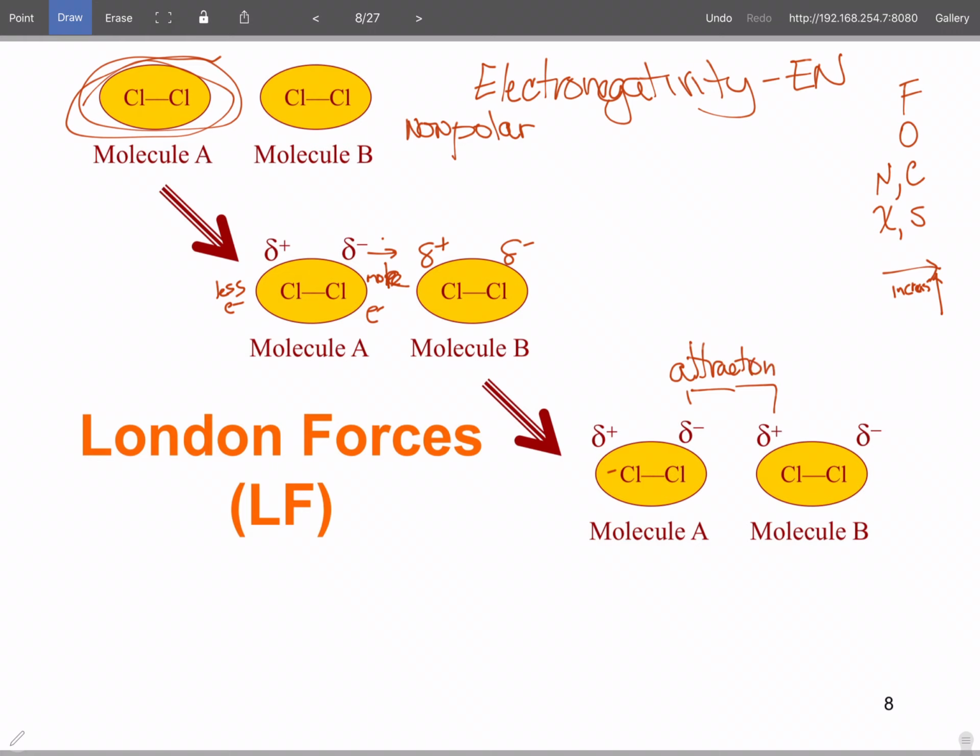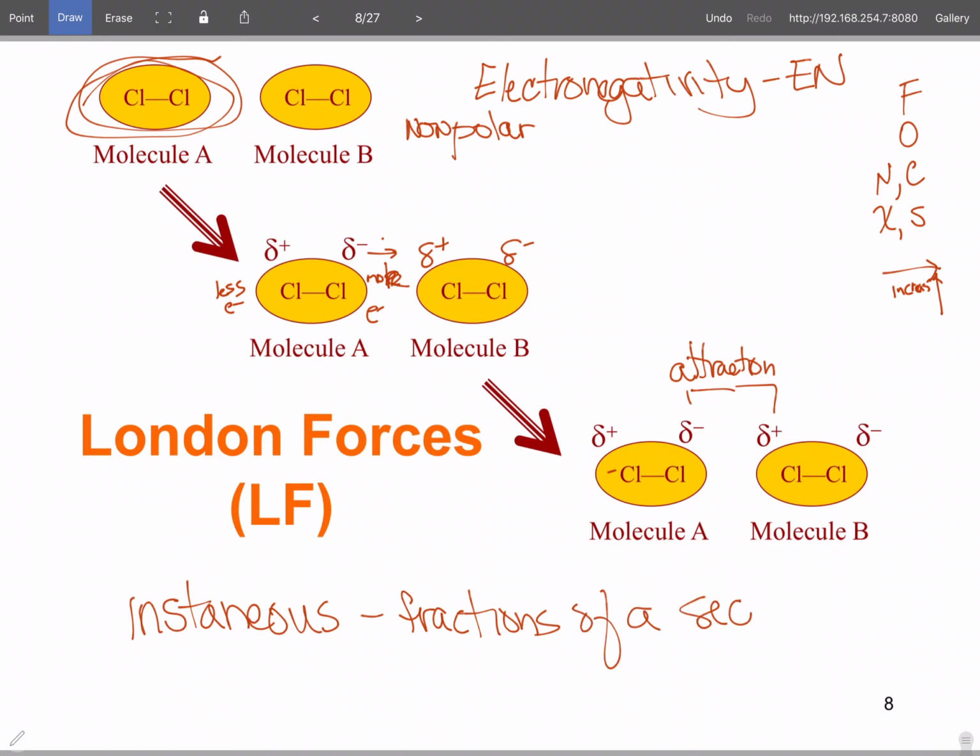Now here's the beauty or ugliness about this: it's instantaneous. That means it's in fractions of a second. It forms and then disappears. It will form and then disappear.